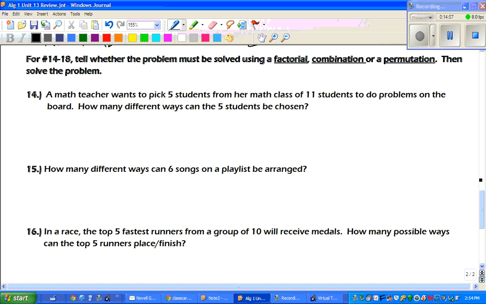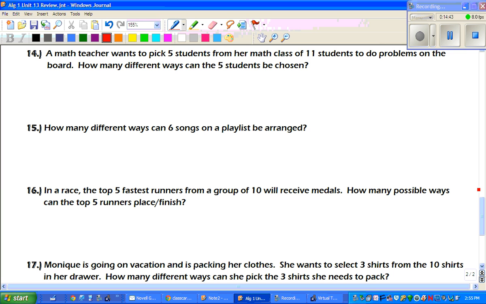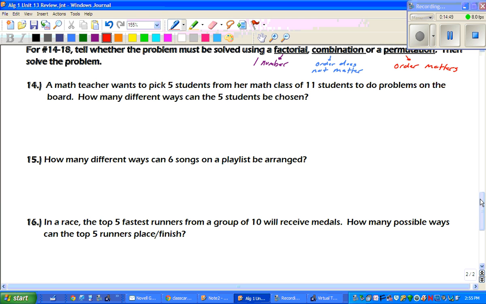Alright, for the last 4, we have to tell whether we're going to use factorial, combination, or permutation. Things to know: factorial is when they only give you one number. Combination, order does not matter. In permutation, order matters. And you have to read these to understand them. So why don't you pause, try to go through all of them, see if you can figure it out, and then we'll go through them once you're done. Good luck.